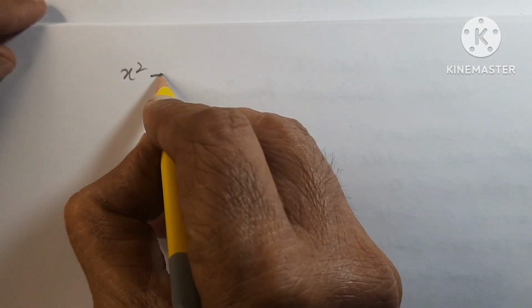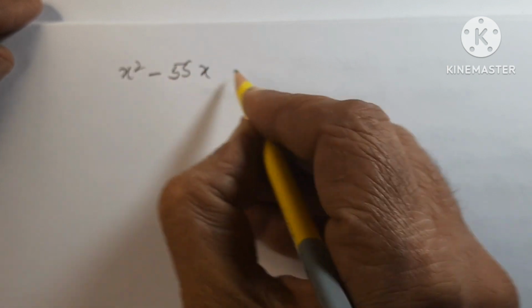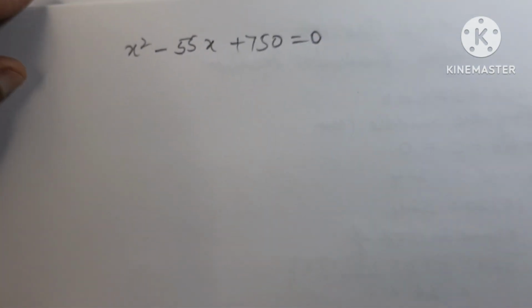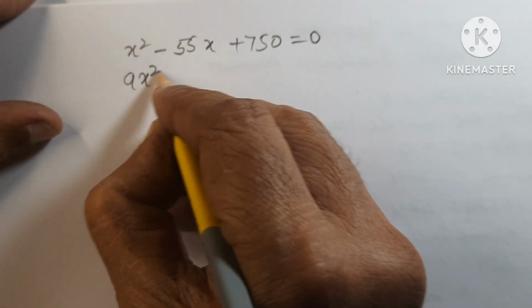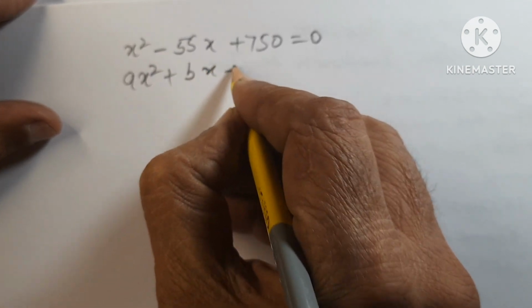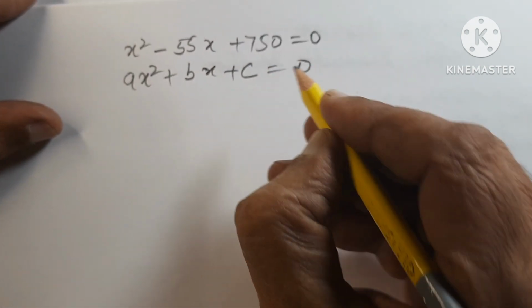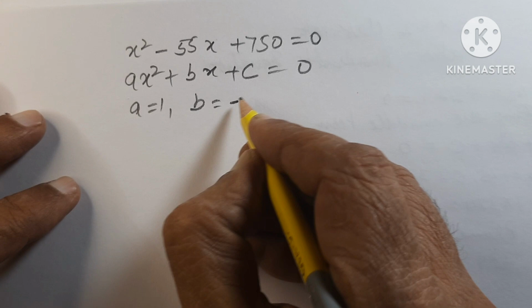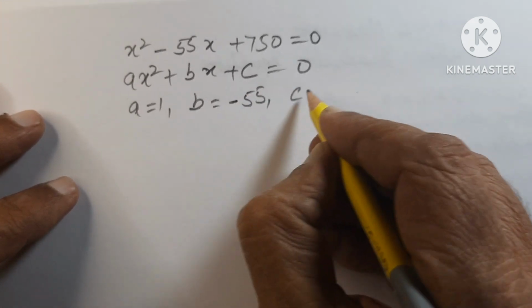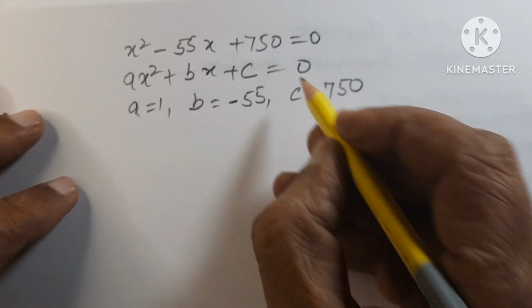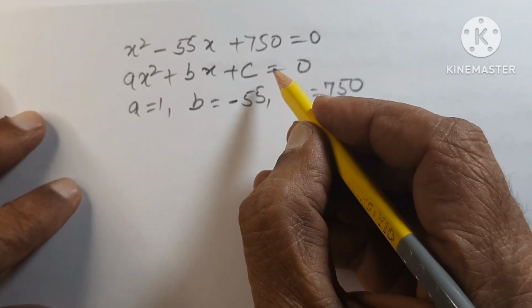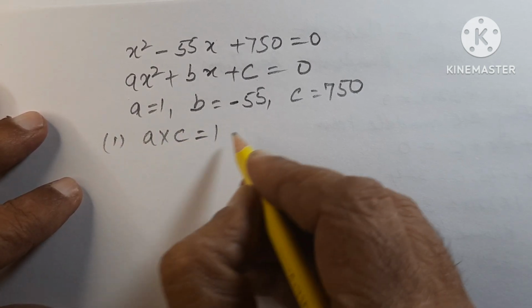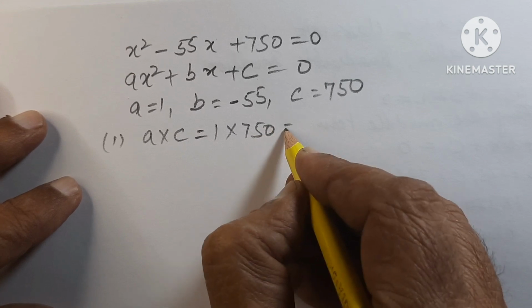x square minus 55x plus 750 is equal to 0. The standard form of the equation is ax square plus bx plus c is equal to 0. That means a is equal to 1, b is equal to minus 55 and c is equal to 750, comparing the given equation with the standard form. First step is multiply a with c, that is 1 into 750, which is equal to 750.